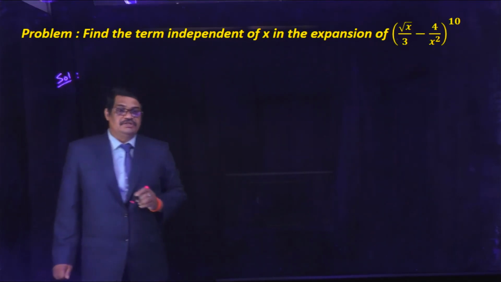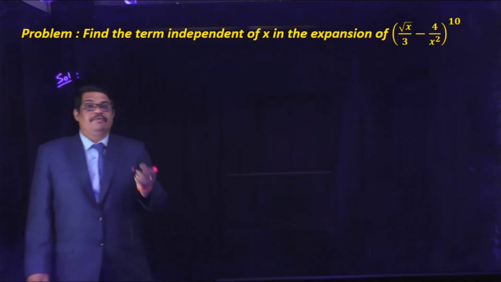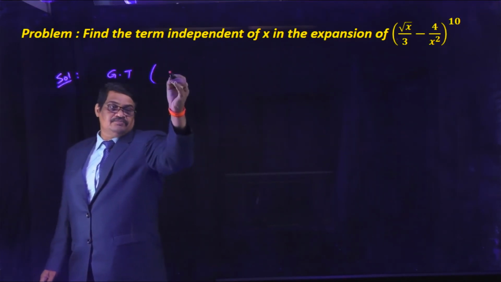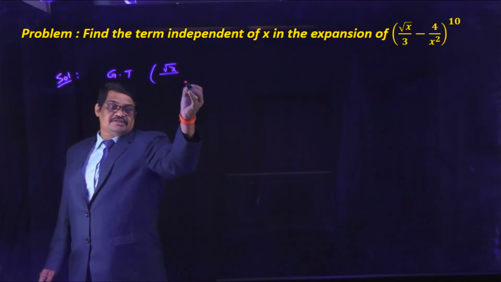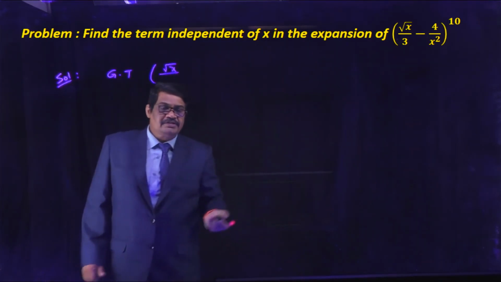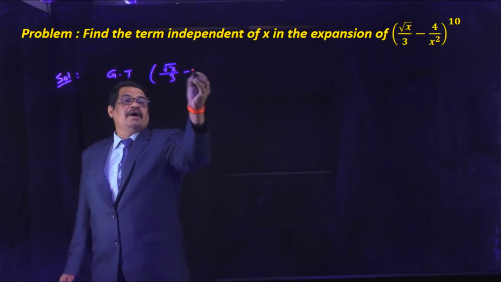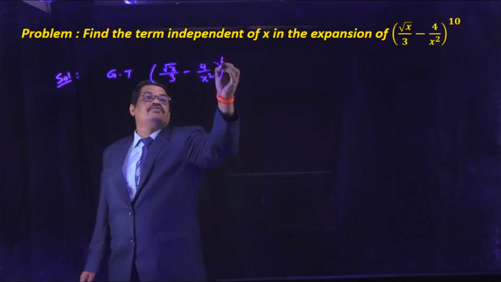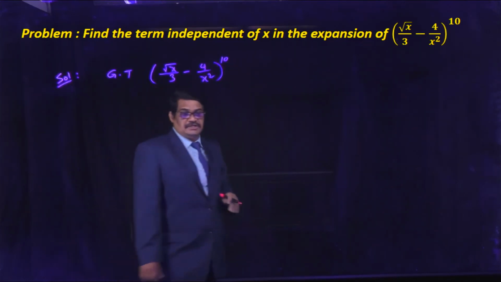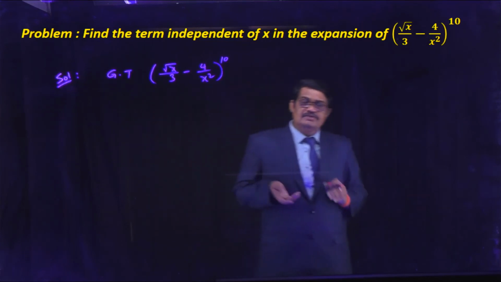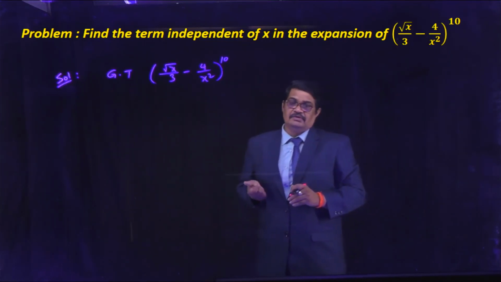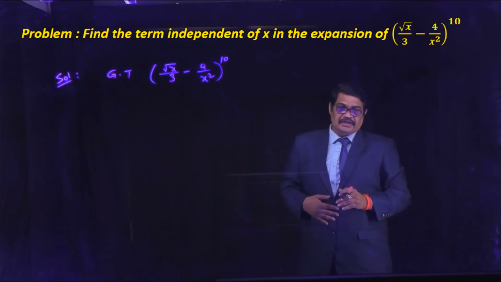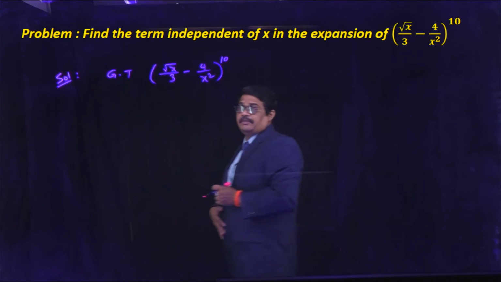See the solution. The given expression is (√x/3 − 4/x²)^10. Now we have to find the term independent of x.